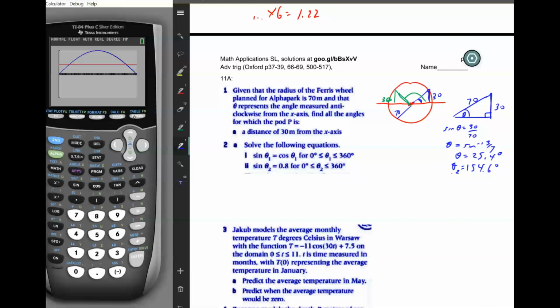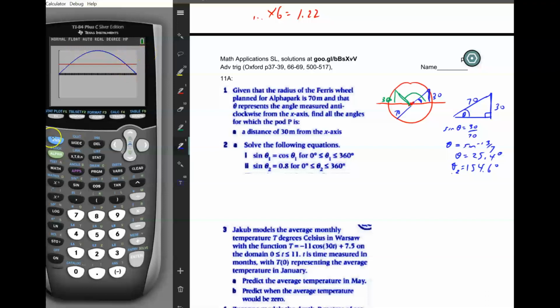The red line is the 3/7, which I put into y2 because I want to see when these two intersect each other, because those are the two solutions, okay? The first solution I already have. It was 25.4, right? If I did a second calc intersect here, it would give me 25.4. Let's say that I didn't know what the second one was, and I didn't know that it was symmetrical, so I didn't subtract it from 180.